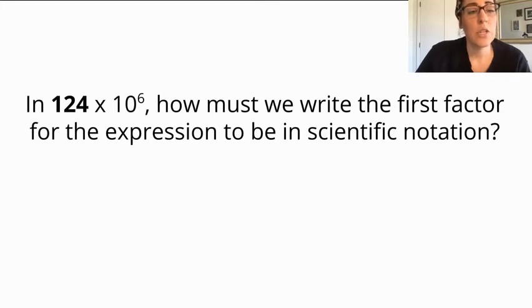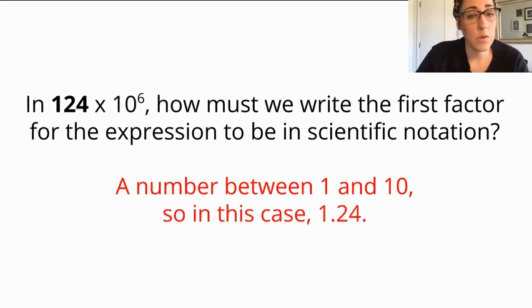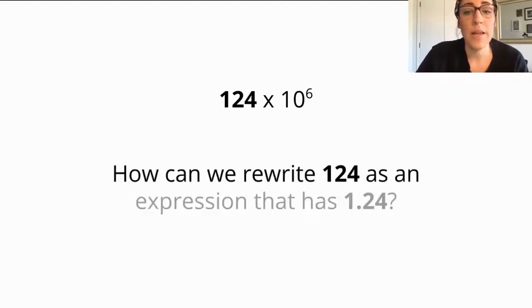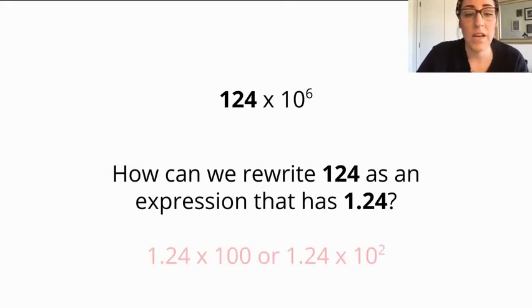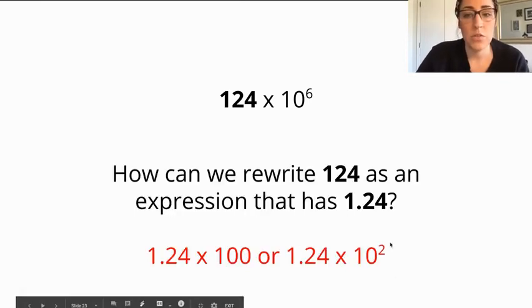So in the situation of 124 times 10 to the 6th, how must we write the first factor for the expression to be in scientific notation? So let's just break this down step by step. We would need to make sure it's a number between 1 and 10. In this case, it would have to be 1.24. So again, now looking at the 124, how would we write that as an expression that has 1.24? Well, we would have to think about that as 1.24 times 100, or 1.24 times 10 to the power of 2.